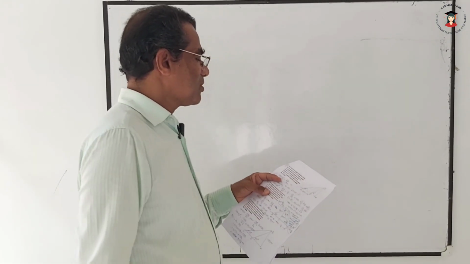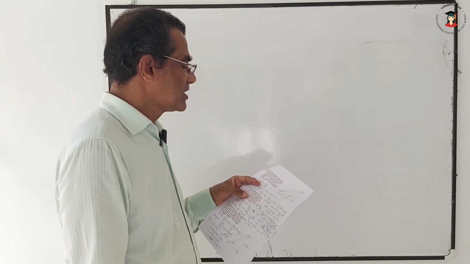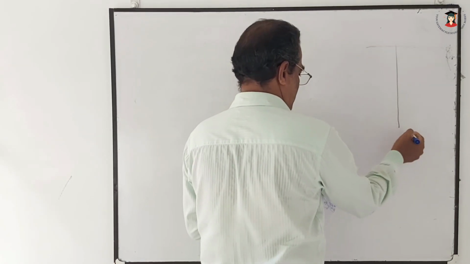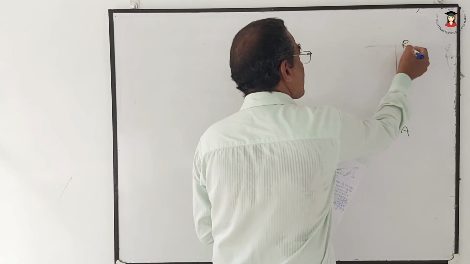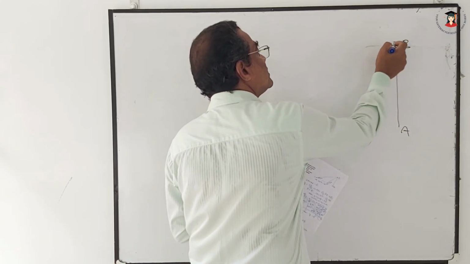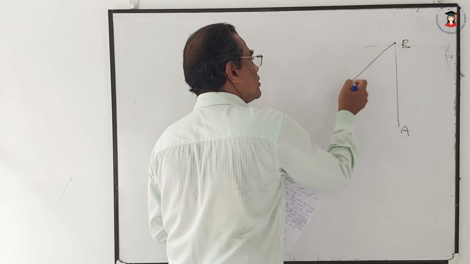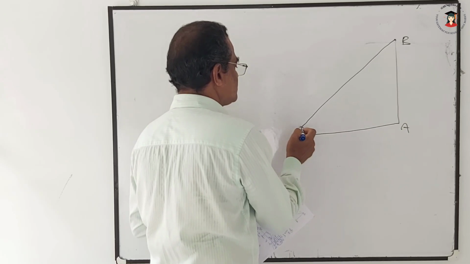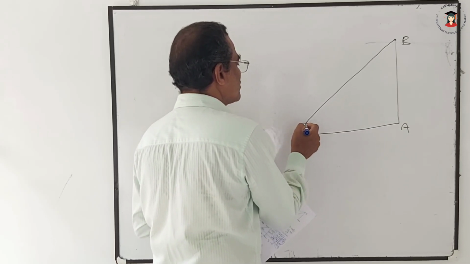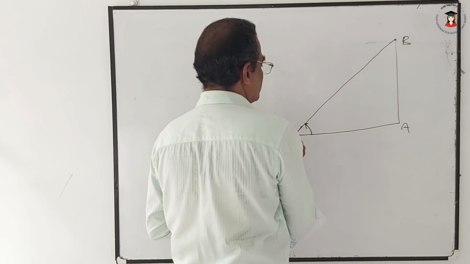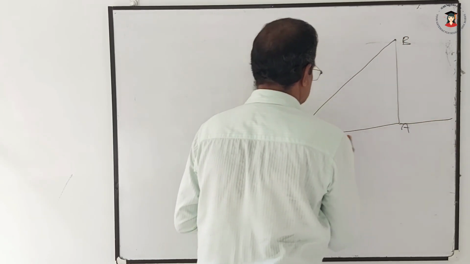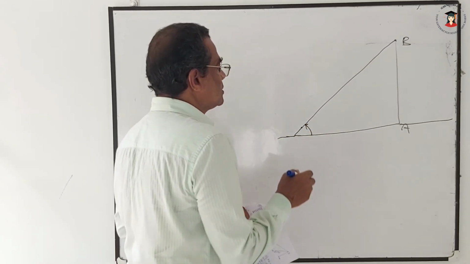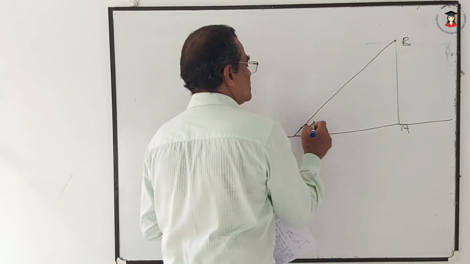A man observes the angle of elevation of the top of a tower to be 45 degree. So, there is a tower. Let it be AB. And then the man observes the top of the tower. This is the top of the tower. He observes the angle of elevation as 45 degree. So from the horizontal, this is the horizontal. Since it is an angle of elevation, it will be above the horizontal. It is 45 degree.